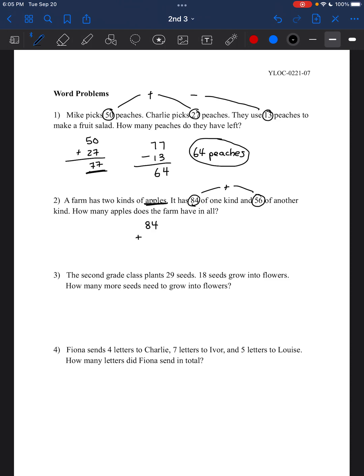84 plus 56 equals, so 4 plus 6 equals 10, right? So I said carry the 1 for the tens place, drop the 0. Then 8 plus 1 equals 9. 9 plus 5 equals 14. And since there's an extra 1, in this case we could put it here, because this 9 is not actually there, of course. So the answer is 140 apples.